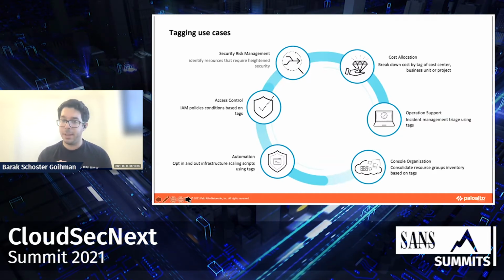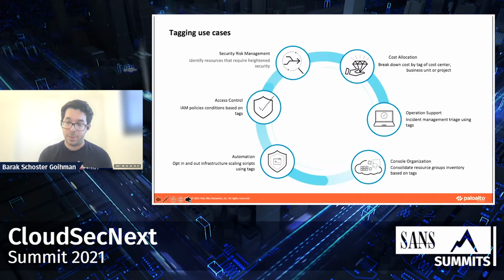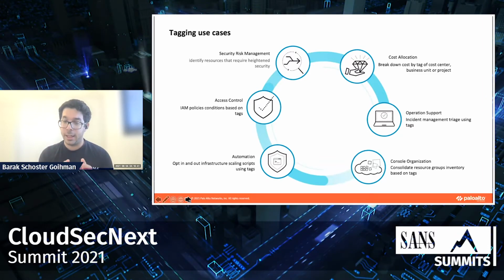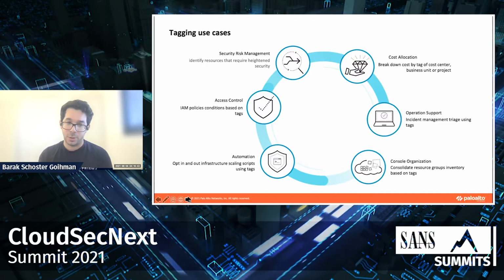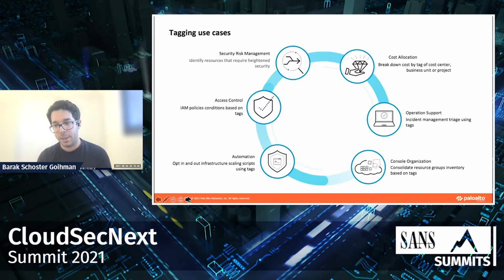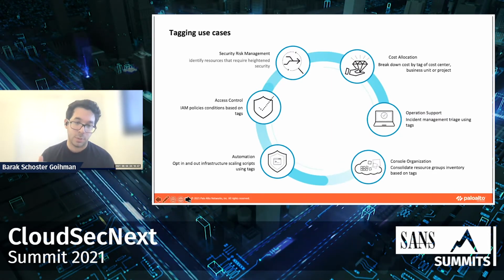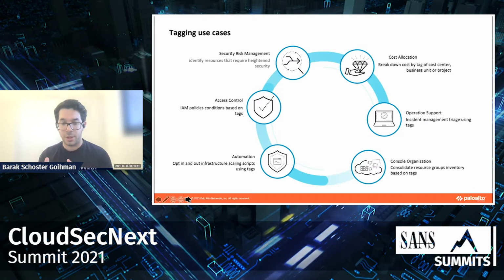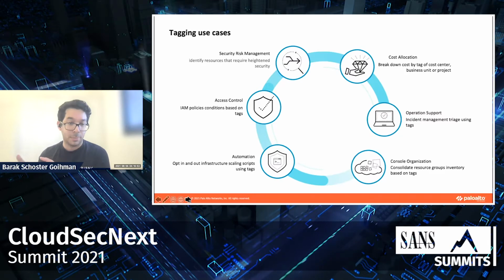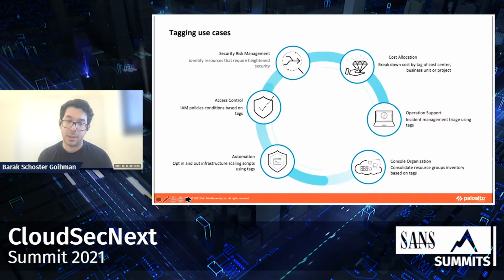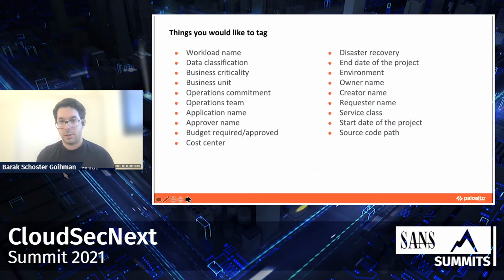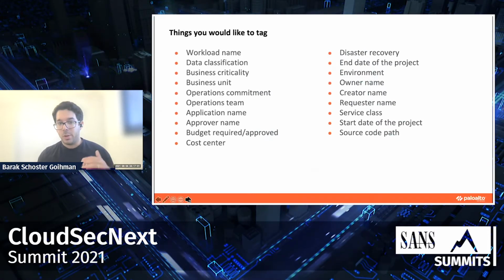And automation can be the ability to opt into a set of automations. For example, if I have a tag saying, hey, this is a dev environment resource, I can opt into automation processes that will shut down a VM on off hours. Because if an engineer is working on a dev resource and it's off hours, he or she does not need this resource anymore. So the list goes on and on.